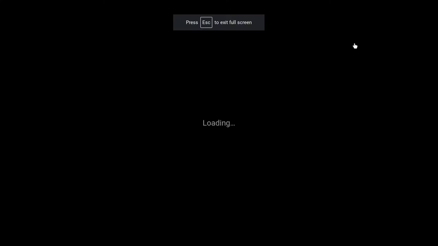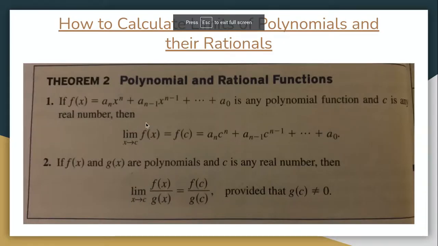If you want to look at a more formal definition, I'll lay it out here. This just says what I said earlier. It says if f of x is a polynomial and c is a number, then the limit as x approaches a certain input c is just the polynomial evaluated at that point c.